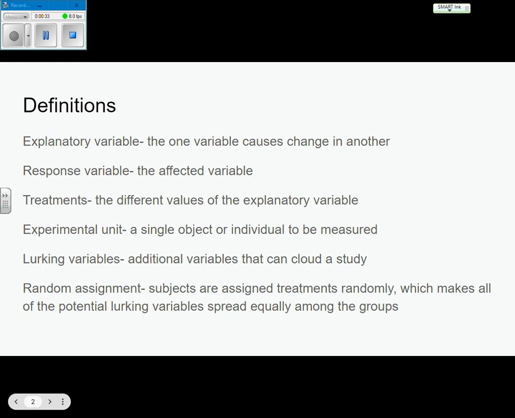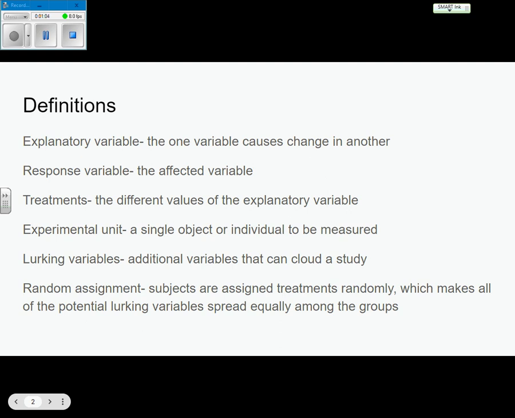Explanatory variable is what I am introducing into a study that's going to hopefully help predict how it's changing the other variable. Bless you. And then the response variable is just going to be the variable that's being affected. Treatments. Treatments are just going to be different values or different levels of the explanatory variable.